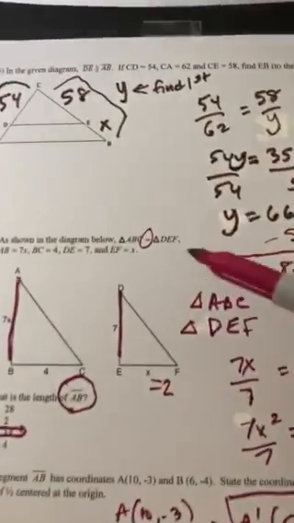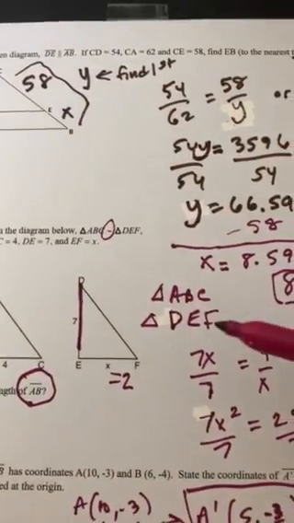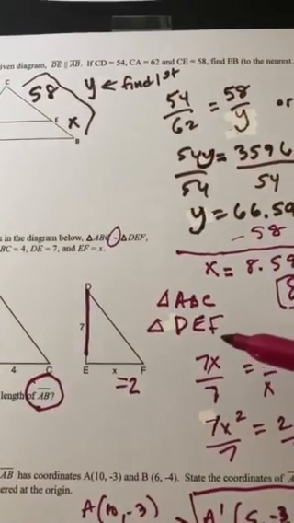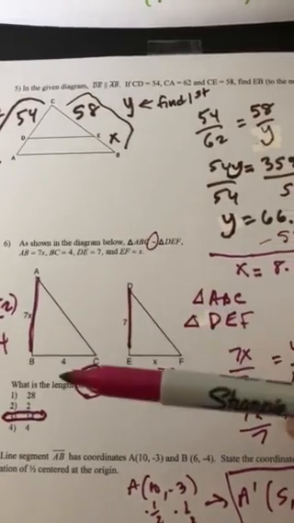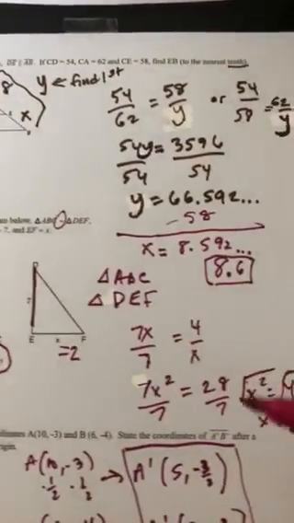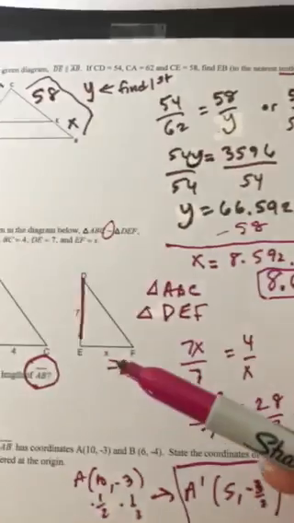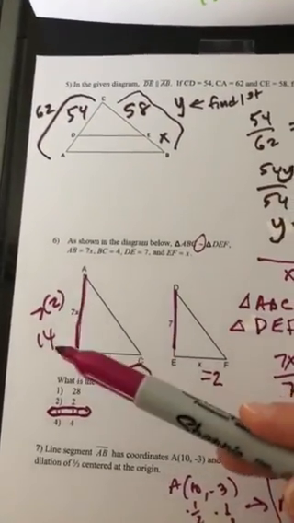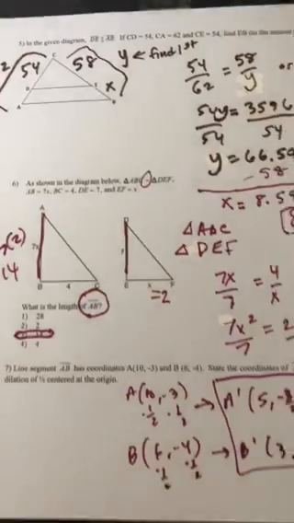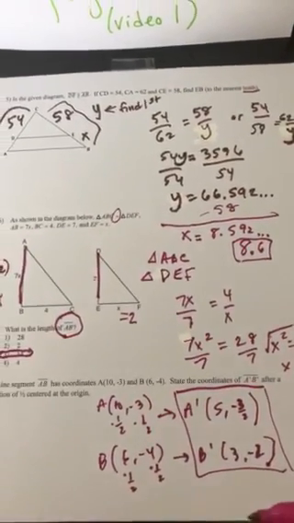On the next problem, look at how the triangles are similar. I just matched it up to make sure I knew which sides were going to match up. 7X compared to 7, 4 compared to X. When you solve and get X is 2, just make sure you know that's just X. They want AB. So you plug in 7 times 2 is 14. The answer is 14.